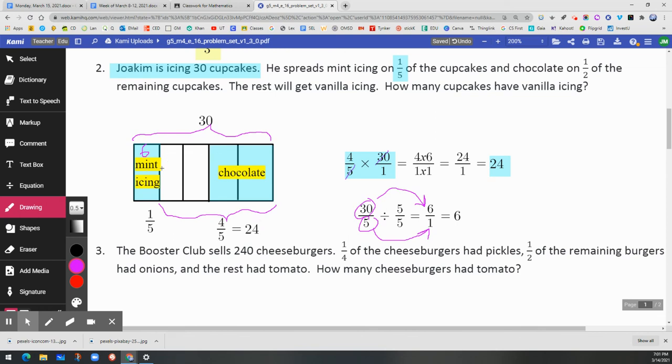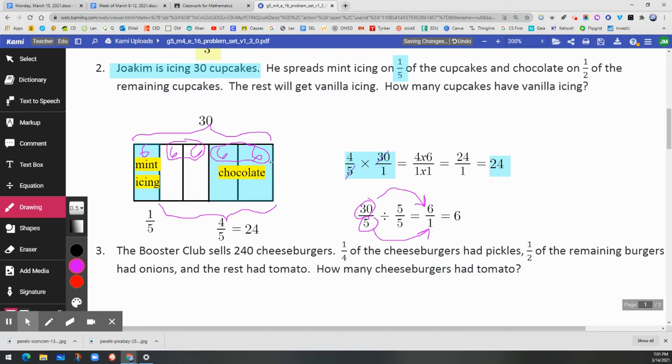every 1/5 equals 6. Why? Because if you do the math, this should equal 24. This one right here, this 4: 1, 2, 3, 4. 4 times 6 equals 24. That's it, right? So now we know that chocolate are, if you add up these 2 right here, that will be 12. And if you add up these 2, that will be 12.